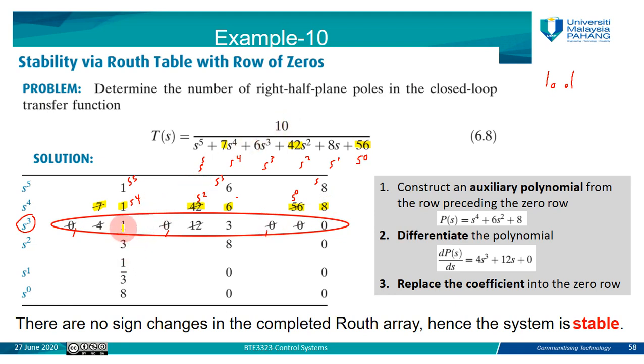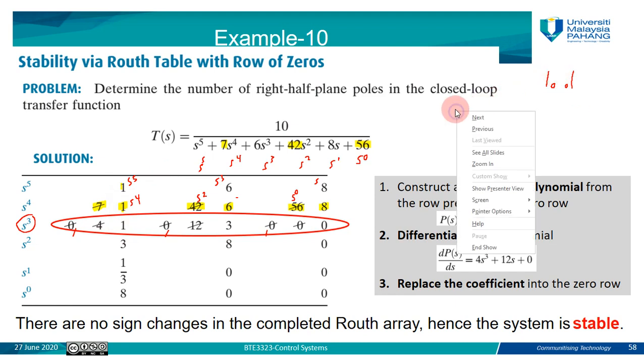When we calculate these elements, we use the determinant method. The first value that we have, 1, 1, our determinant will become in this form.